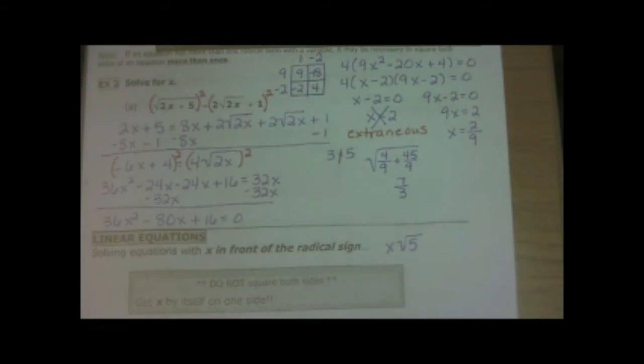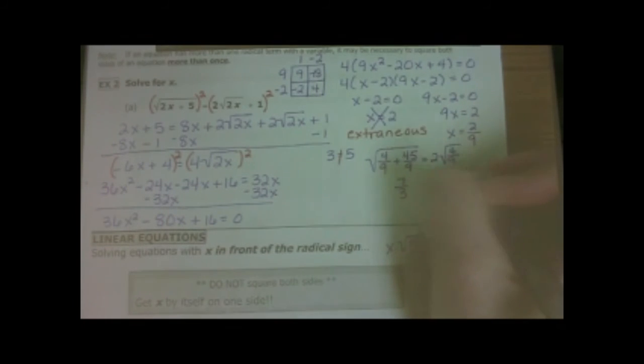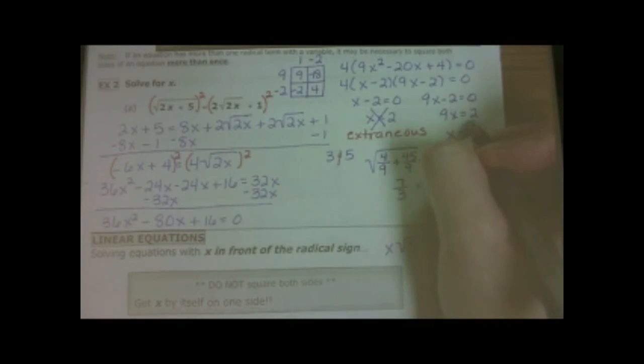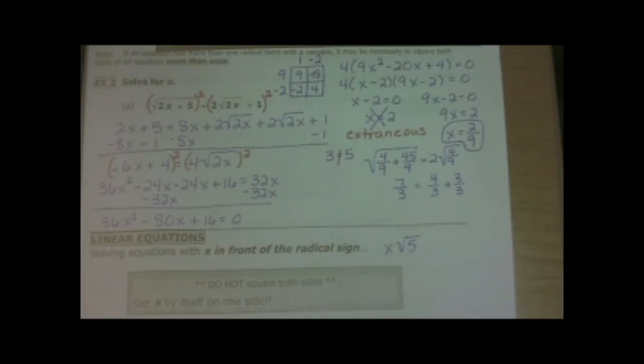All right, so that's the left-hand side. On the right-hand side, 2 times 2 9ths is the square root of 4 9ths. So we've got the square root of 4 9ths, which is 2/3 times 2 is 4/3 plus 1 is 3/3, and that is 7/3. So this solution is the one that works.